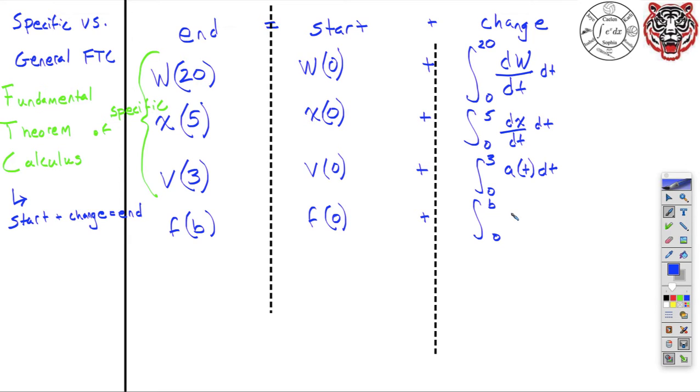Be careful here. F prime of b dt. F prime of the variable. So whatever variable, it could be t or x. I guess we can just change it to x. F prime of x dx.